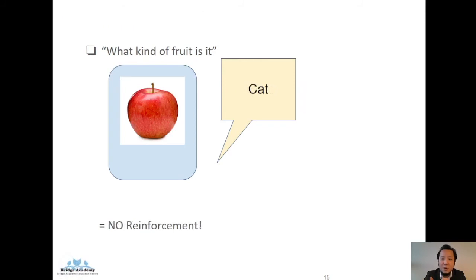And here we are, once again, same thing. We deliver the same stimulus, but this time the student produces the wrong answer, at which point there is no reinforcement. Here's a video example.